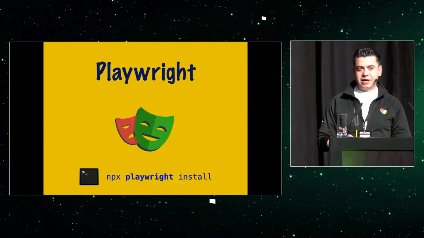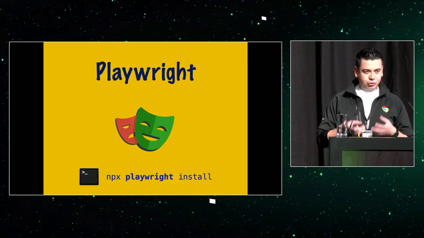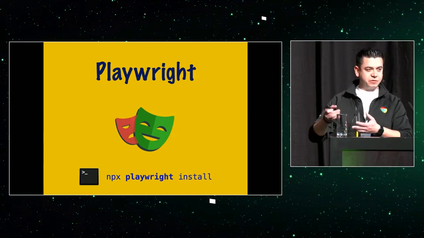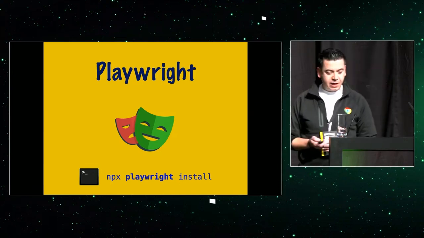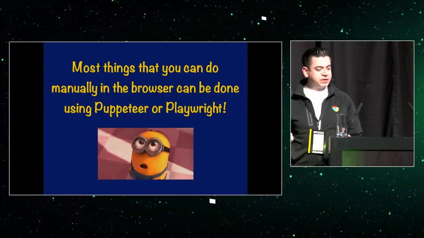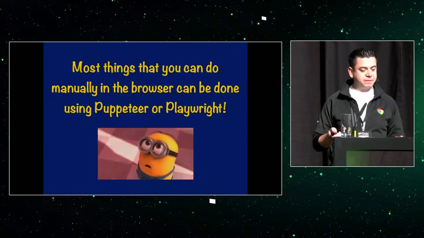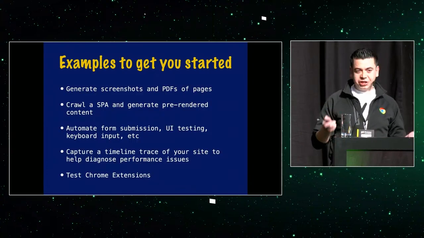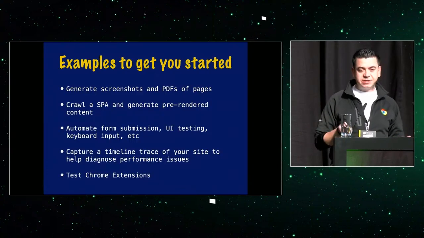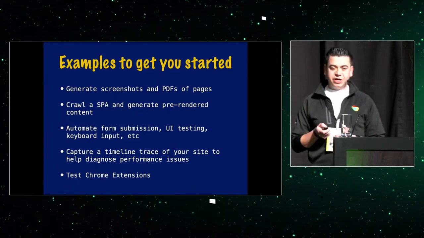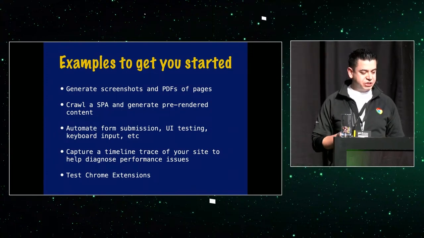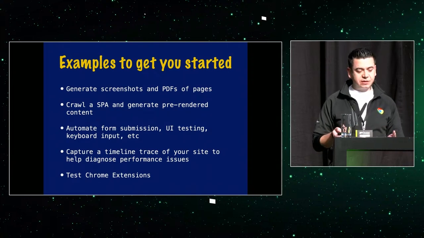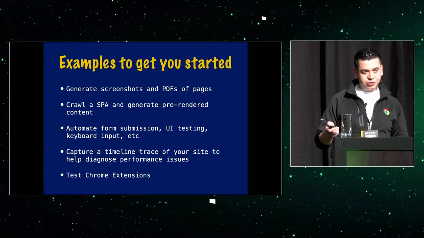Both libraries bundle a browser version to make sure the API version that the library provides is compatible with the browser version that's bundled with it. Most of the things you can do manually in the browser yourself can be done using Puppeteer or Playwright. Some examples to start with. You can generate screenshots and PDFs of pages. You can crawl a single-page application and pre-render content. You can automate form submission, UI testing, and keyboard input. You can capture a timeline trace of your site to help diagnose performance issues. And you can also test Chrome extensions.